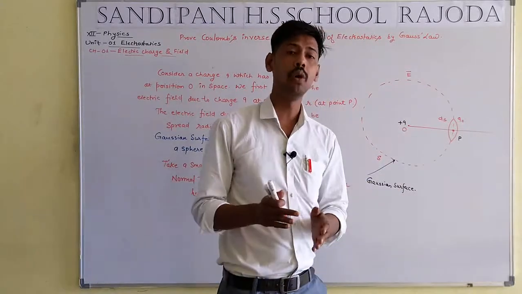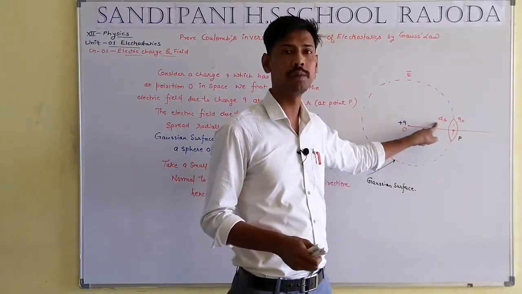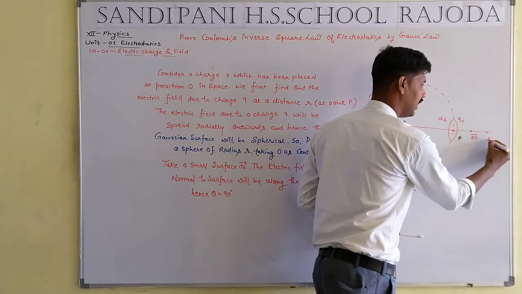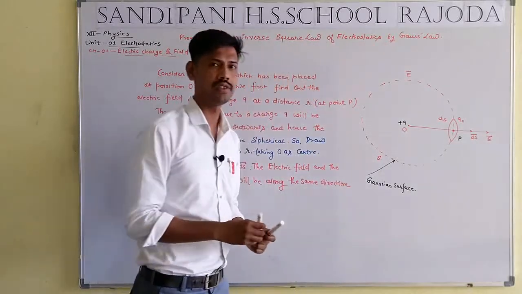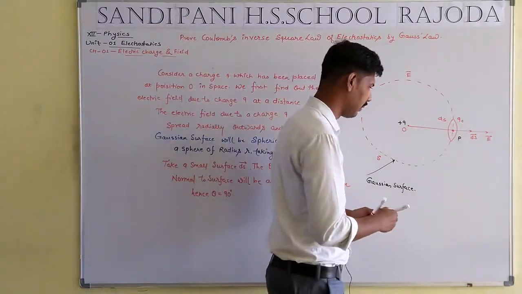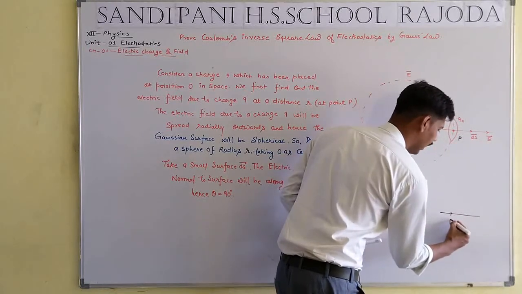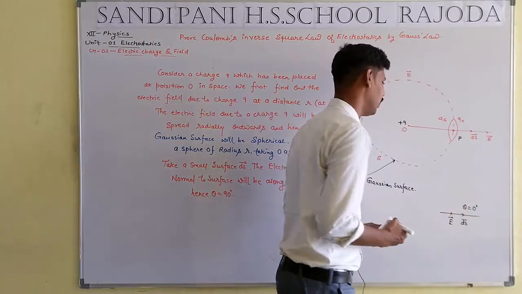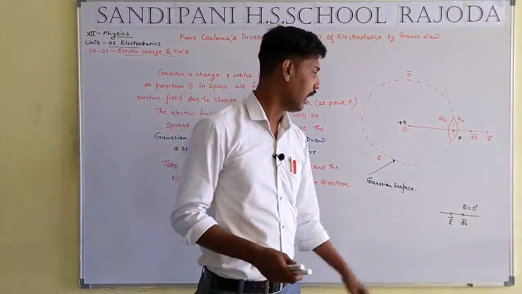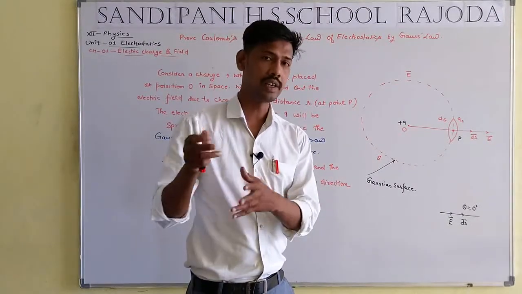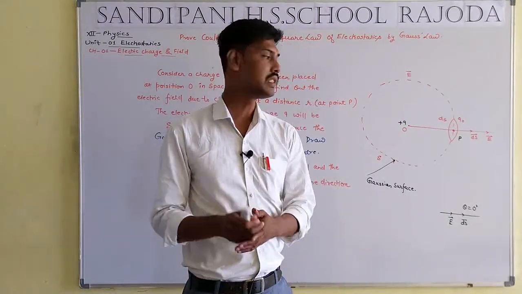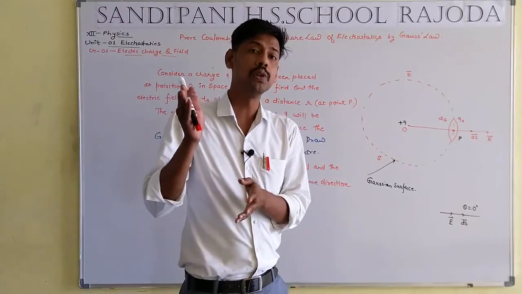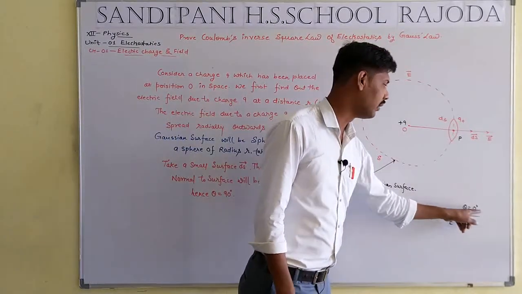Now the direction of normal to the surface is in the direction of the intensity of electric field. How many directions are there? Three types of directions are available. First one, when the direction of E and the direction of ds are both the same, theta will be equal to 0. Vector E and vector ds are in the same direction, so theta will be equal to 0.